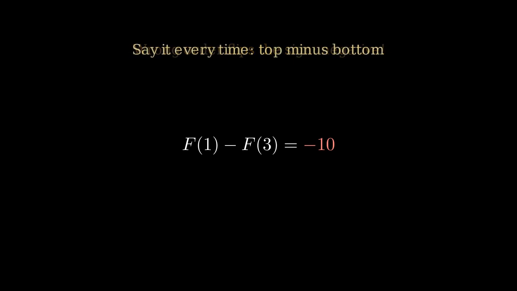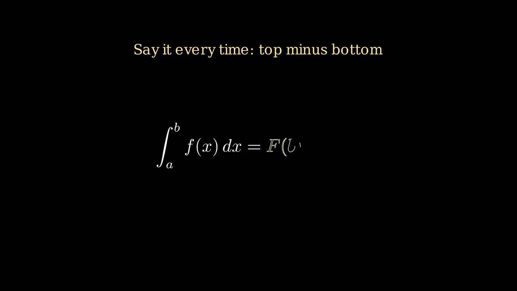So here's a teaching tip to help you avoid that mistake. Say this fixed phrase to yourself every single time. Top minus bottom. And by top and bottom, I mean the upper limit and lower limit exactly as they are physically written on the integral sign. The number sitting on top minus the number sitting on the bottom, not whatever order the numbers happen to appear in a sentence.